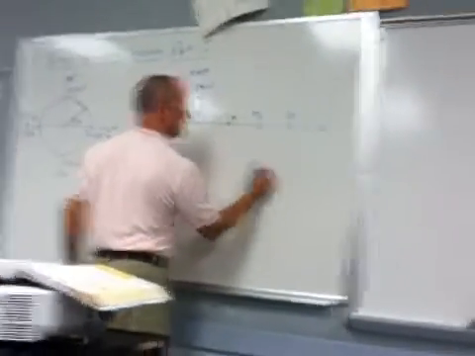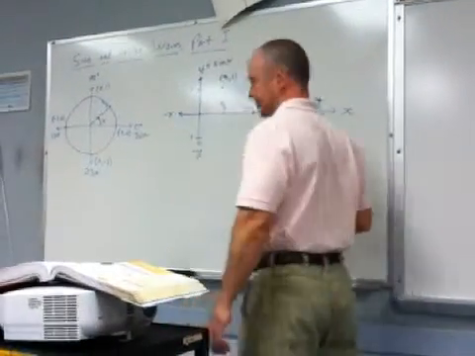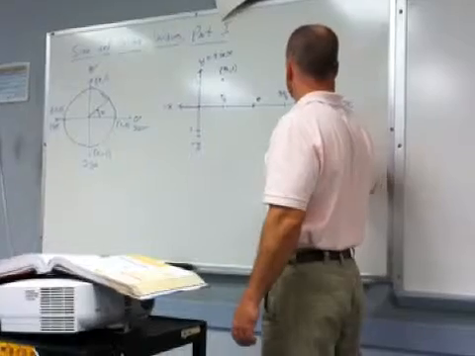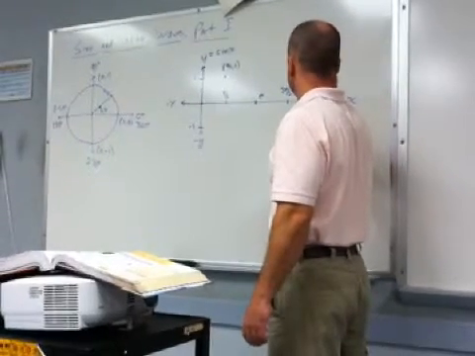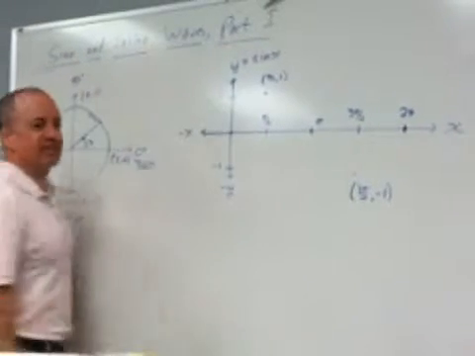That's 3 pi over 2, -1. And then at 2 pi, what's the sine? Pi over pi 1. 0. Oh, 0. Now, these dots have to get connected.